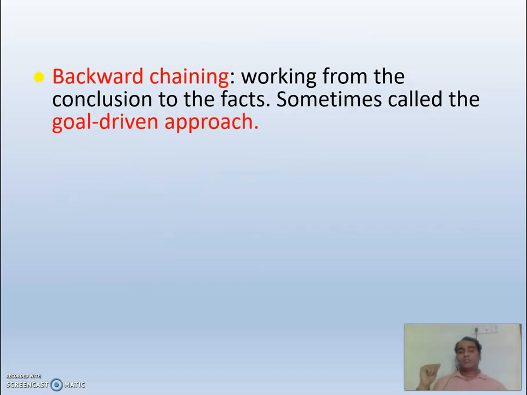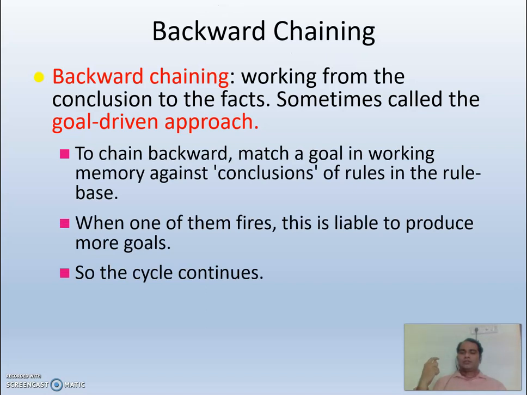Now what happens in backward chaining? Backward chaining is working from the conclusion to the facts. That means coming backward. Sometimes called the goal driven approach. Generally we find this more in police investigations as well as lawyer arguments. So to chain backward, match a goal in the working memory against conclusions of rules in the rule base. When one of them fires, this is liable to produce more goals, so the cycle continues.